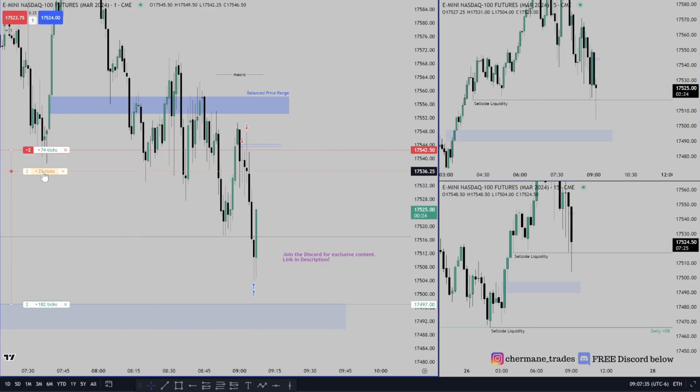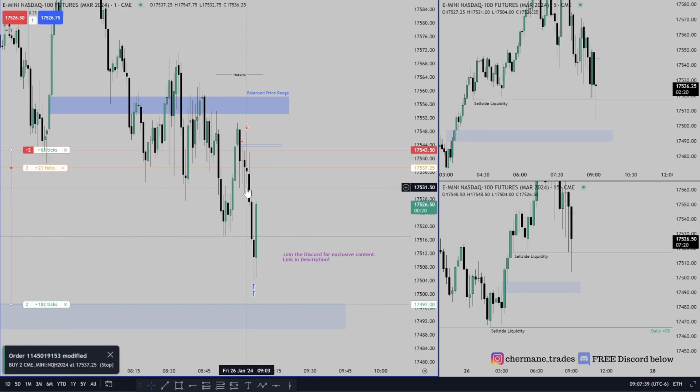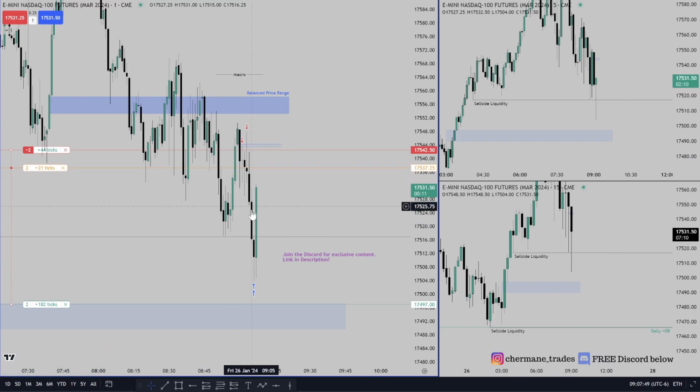I'm actually going to alter my stop right about there. We also have this fair value gap right there. If we get stopped out, no big deal. Locked in some profit and cut a nice move to the downside. Beautiful, quick little scalp.